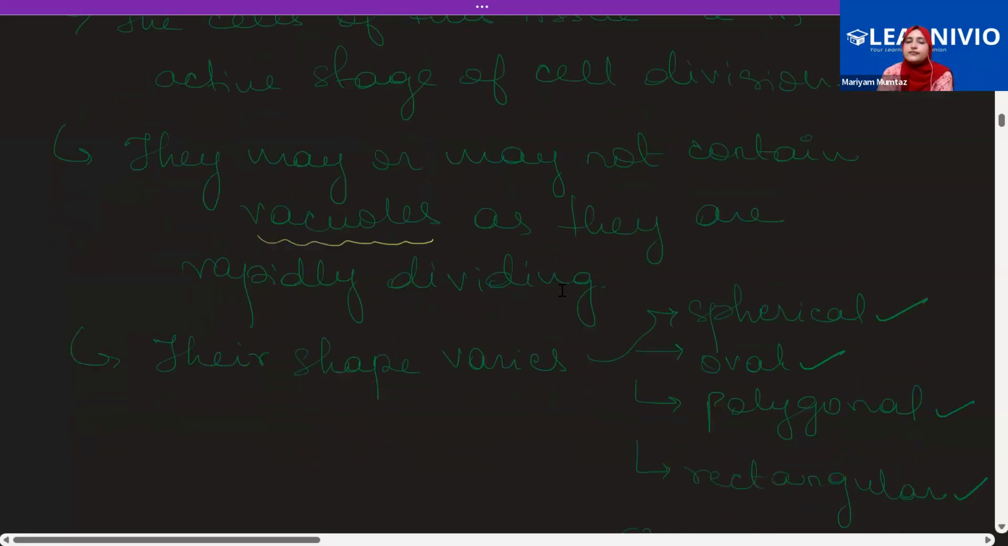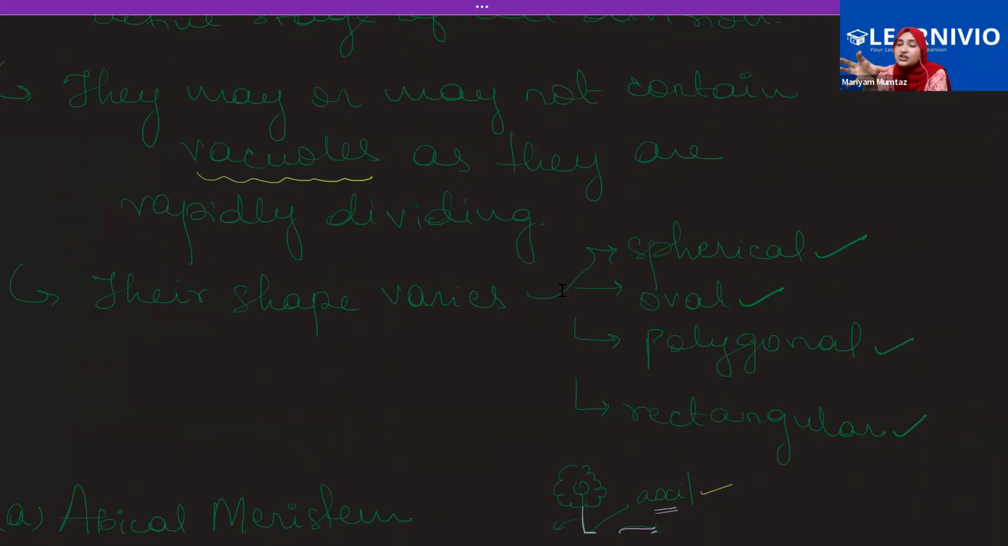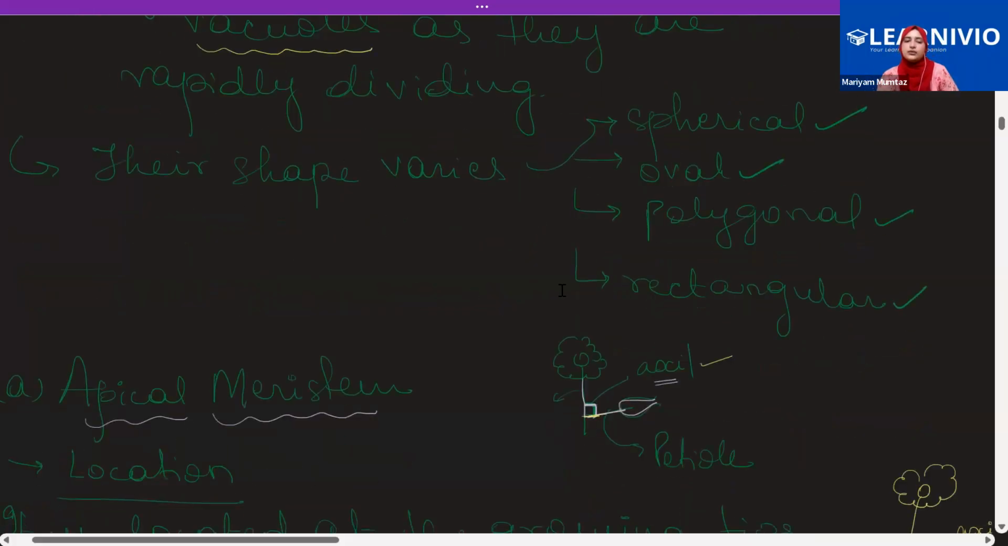Yes, ma'am. Now, the shape of the cells of the meristematic tissue can be spherical, oval, polygonal and rectangular in shape. So there can be a variety of shapes for the meristematic tissue cells. Is it clear? Yes, ma'am. Any doubts? No, ma'am. Okay.